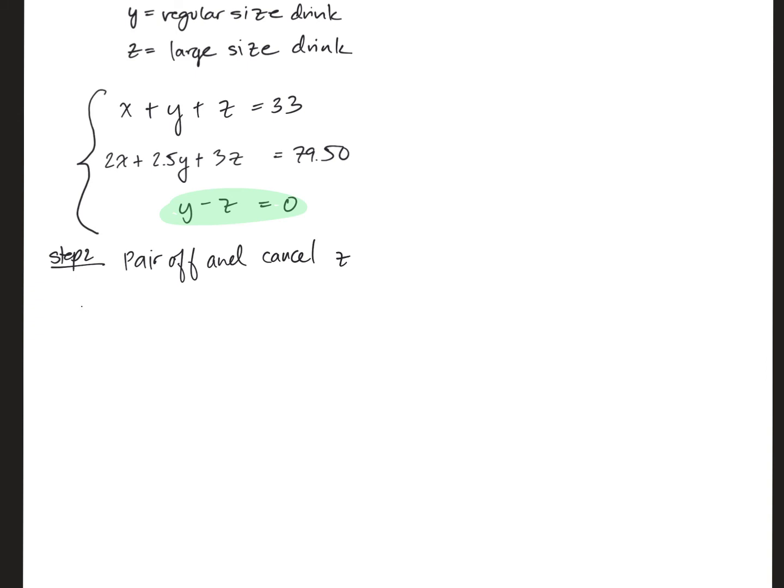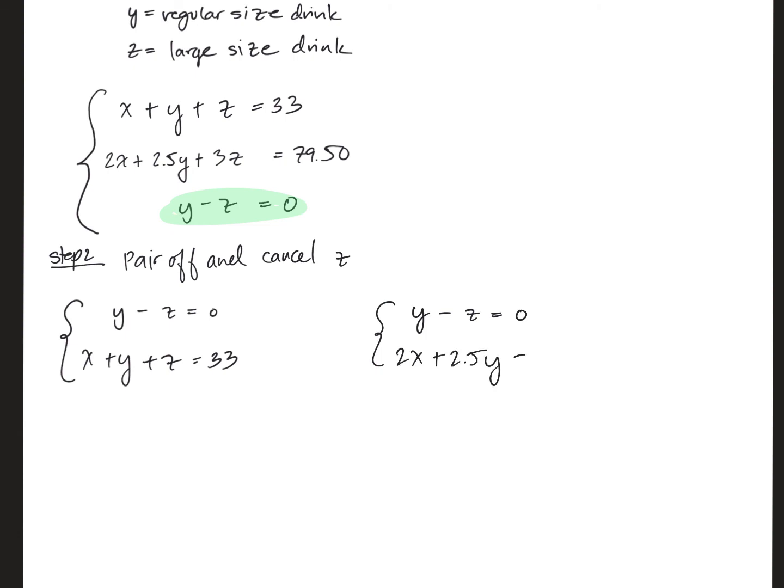So to do that, let's see. I'll go ahead and use the bottom equation twice. Why? Because it's the simplest one. Always use your simplest one as the doubling. And then on the bottom we'll have x plus y plus z equals 33. And then 2x plus 2.5y plus 3z equals 79.50. And I'm actually going to change the top equation. I'll scoot it over a little bit so it lines up.